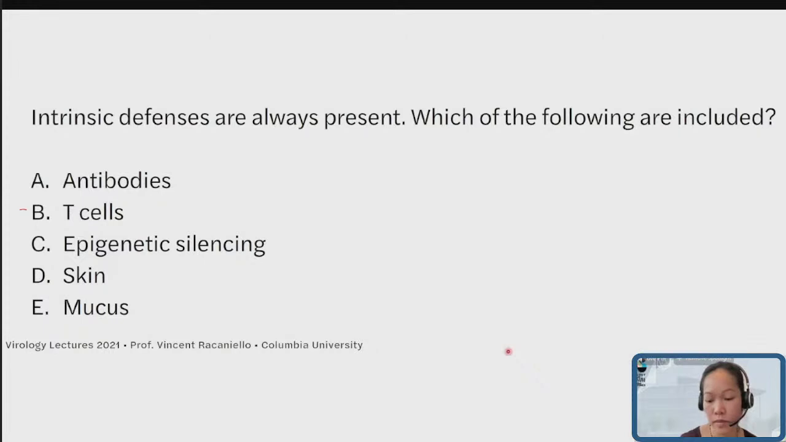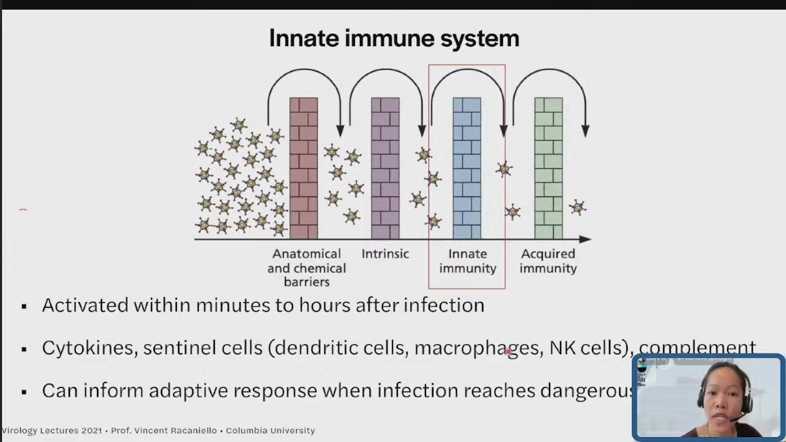So going back sa sinabi ko kanina, yung immune system ng isang host ay may tatlong layers. So nagbigay ako ng example of anatomical and chemical barriers, and then ng intrinsic, and now we move on sa innate immunity. Ang innate immunity ay usually activated within minutes to hours after infection.